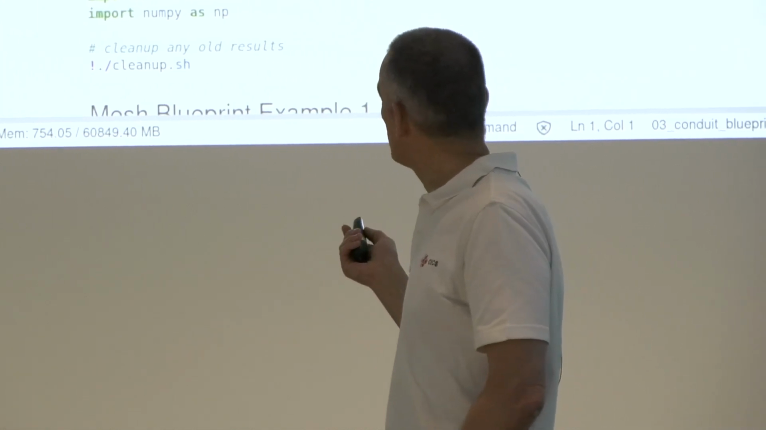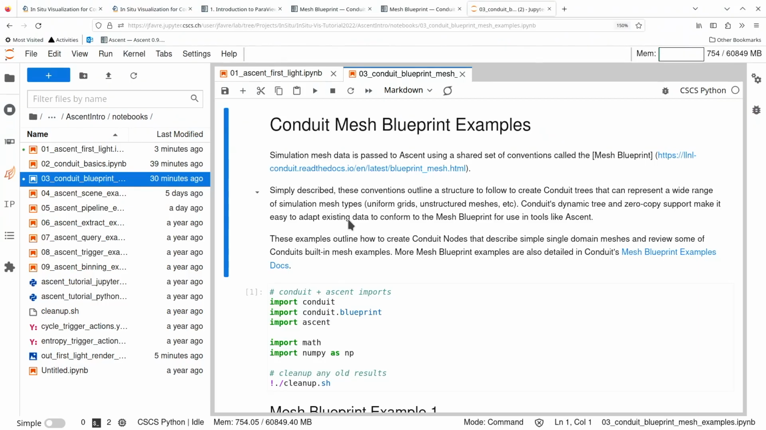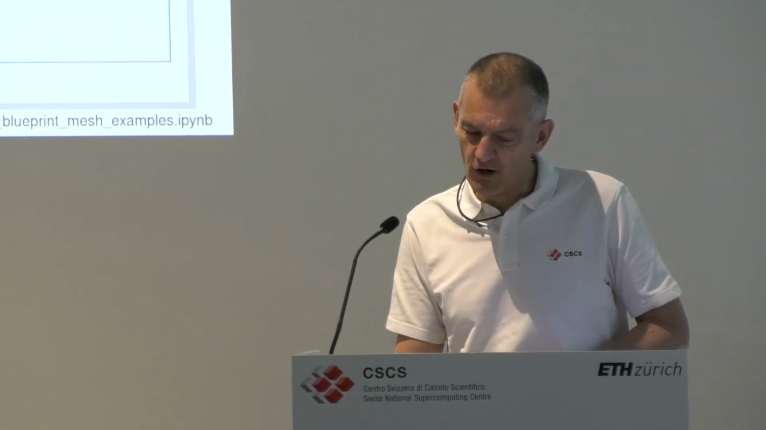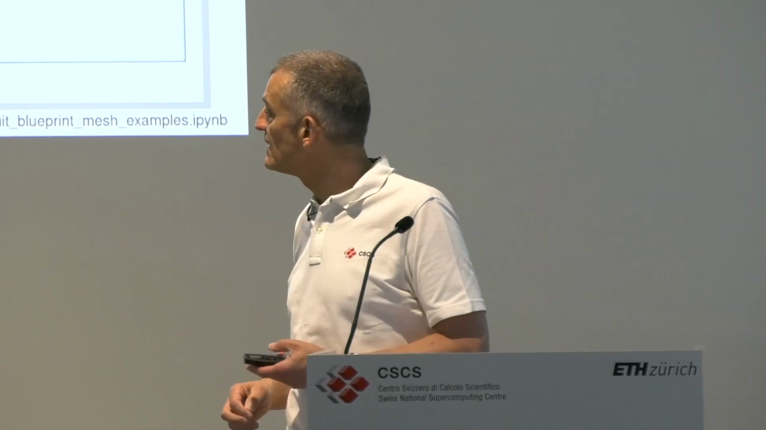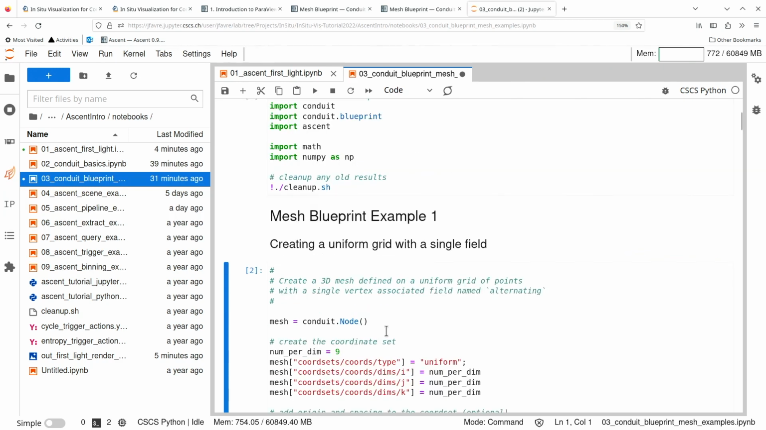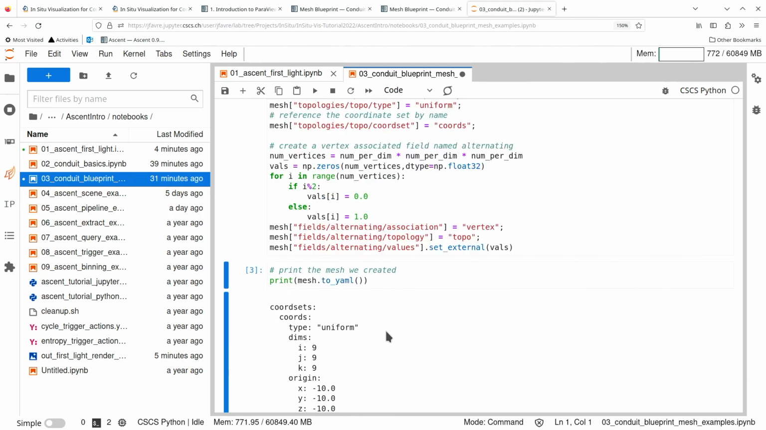So with notebook number 3, we're going to look at a number of examples of the blueprint convention, and really, import Conduit blueprint is a recommendation. If you try things by yourself and things don't work, it's possibly because your Conduit node does not conform to the blueprint. So I strongly advise you to run the blueprint test.